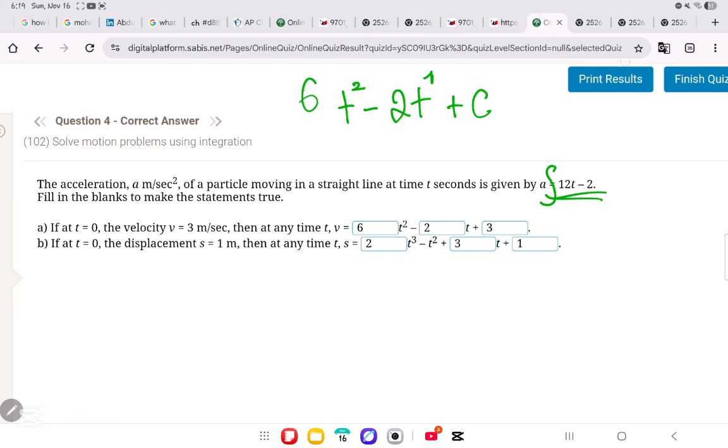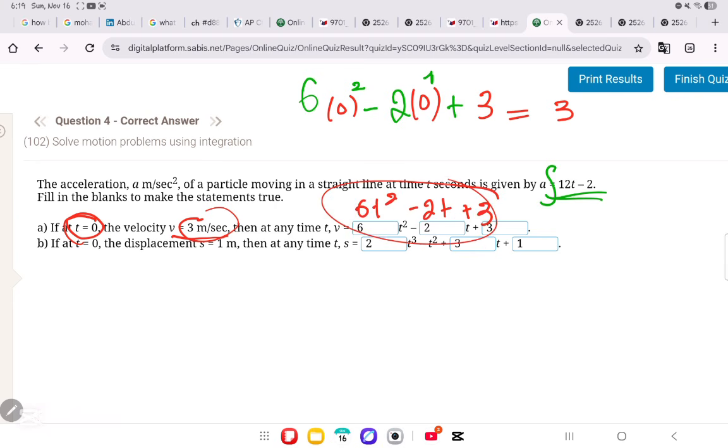Now we need to find the value of c. What did they tell us? They told us at time 0 seconds, the velocity is 3 meters per second. So my answer would be 3 if I substituted 0. What does this mean? This means my value for c is 3. So my final answer is 6t squared minus 2t plus 3.